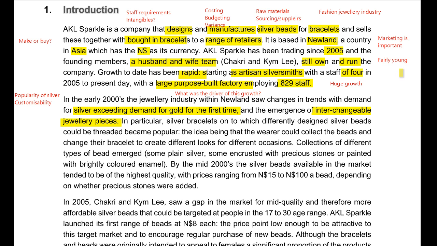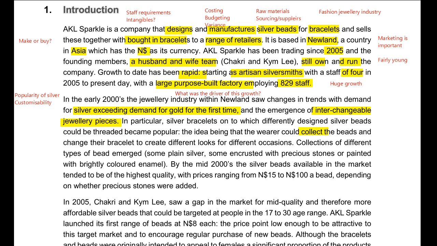Okay, and in particular, these silver bracelets onto which differently designed silver beads could be threaded became popular. The idea being that the wearer could collect the beads and change their bracelets to create different looks for different occasions. Keyword there being collect. They've created a sense of collectability in their product, which is massively a good idea because people want to collect all the different things. You think of all the collectibles over time.